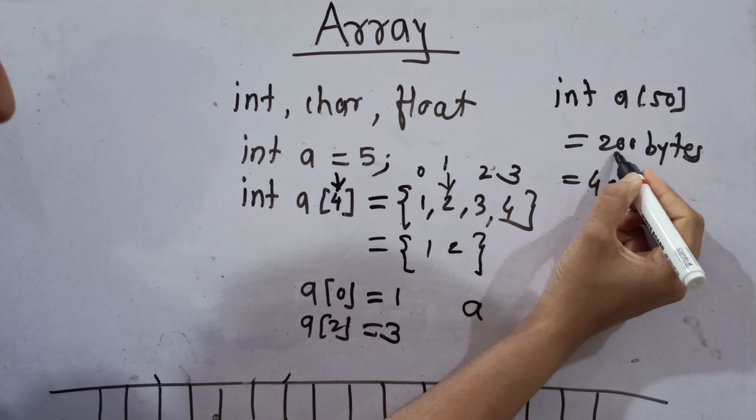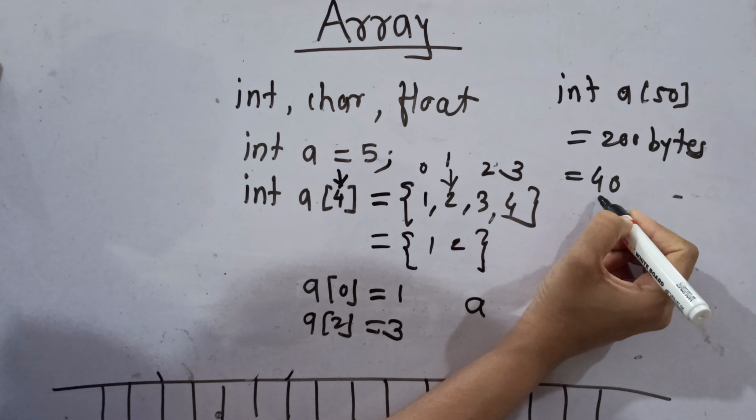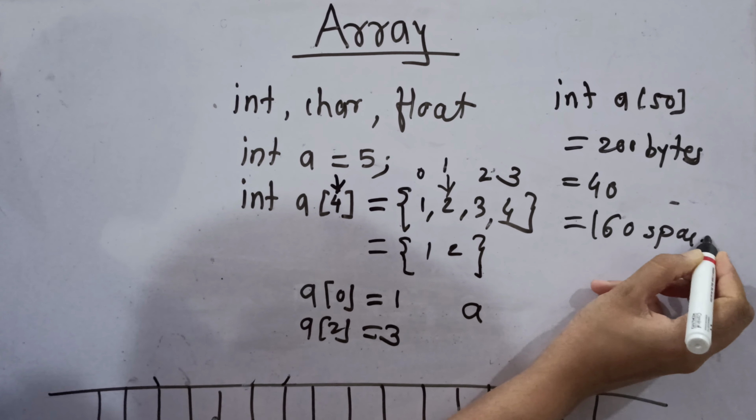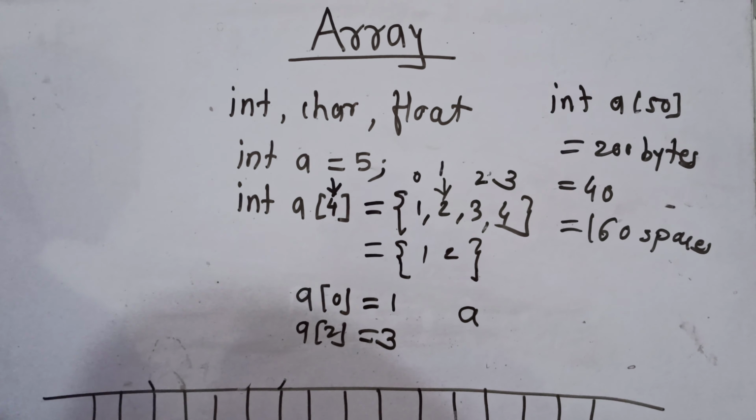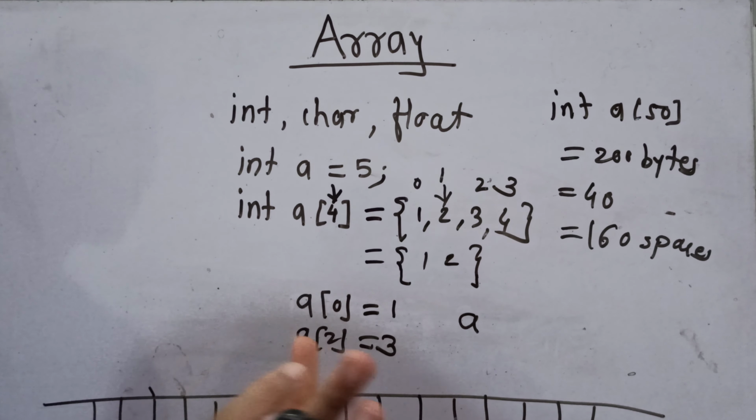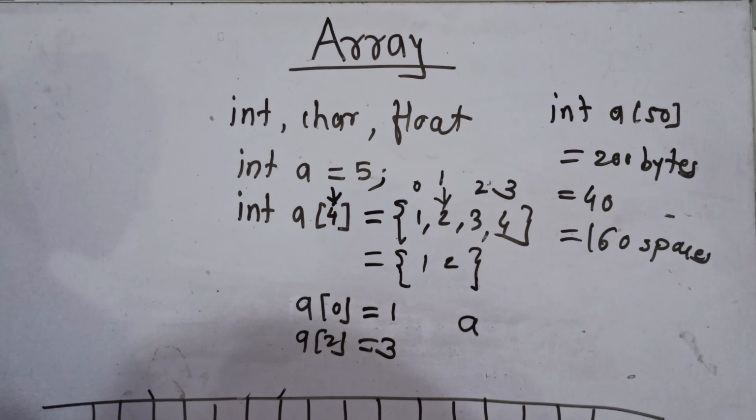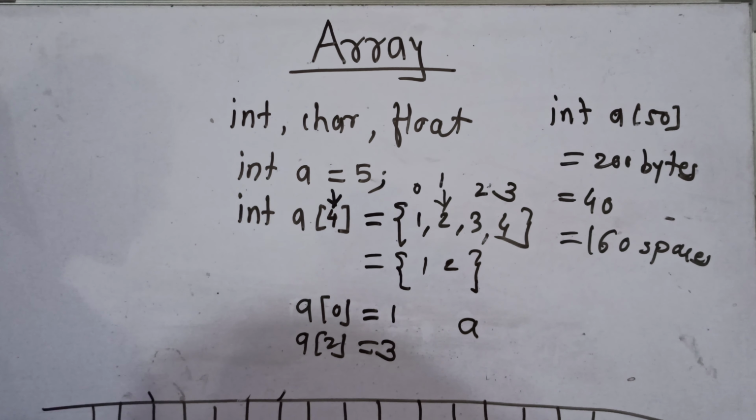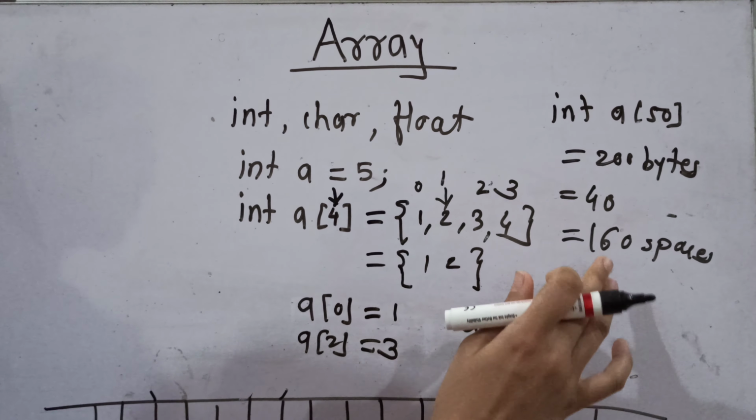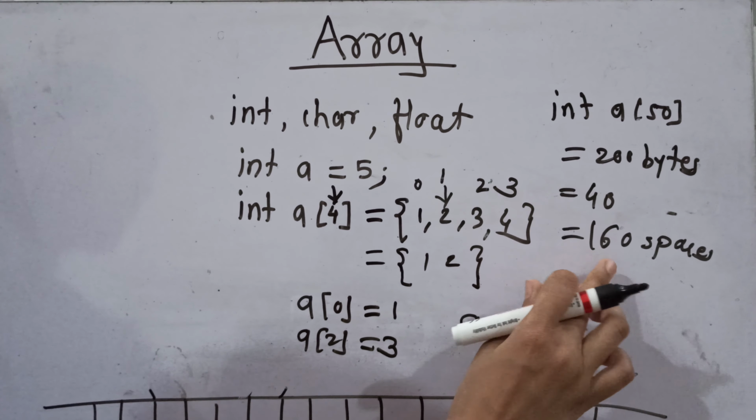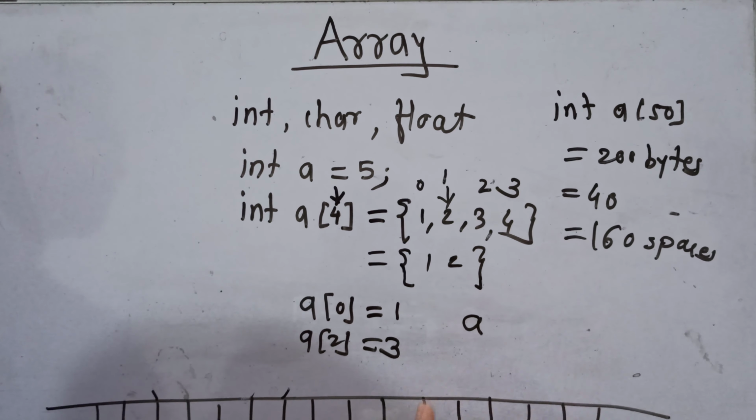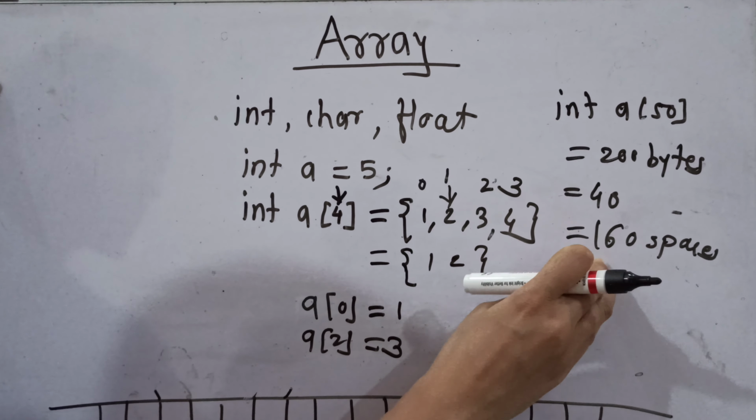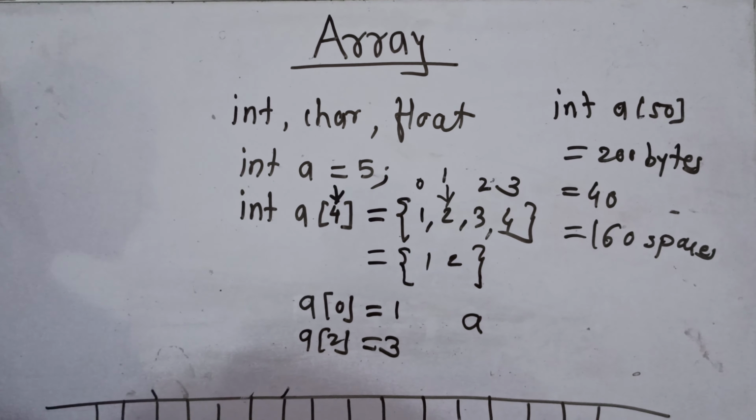Then out of 200, if I am using only 40 spaces, that means a total of 160 spaces we are going to waste here. That 160 spaces we can't use for any other purpose, because that memory is already reserved. No one is allowed to enter into that space. So whatever remaining spaces are there are going to be wasted. So memory wastage is the main disadvantage of the array.